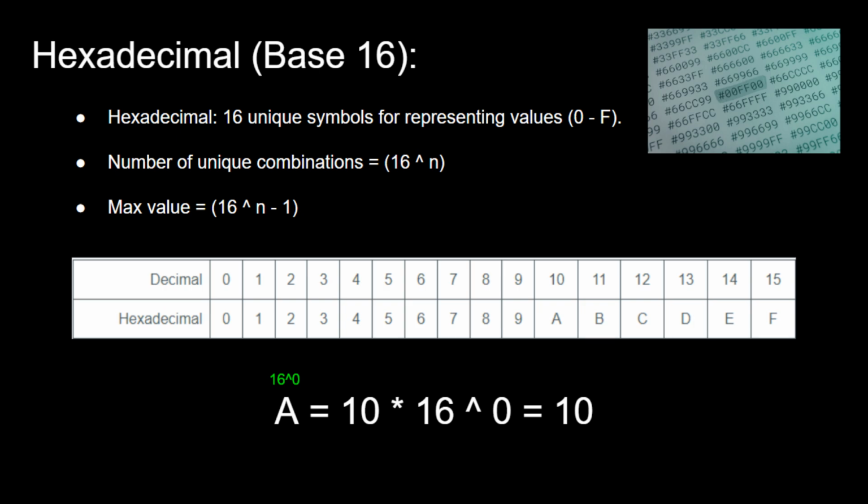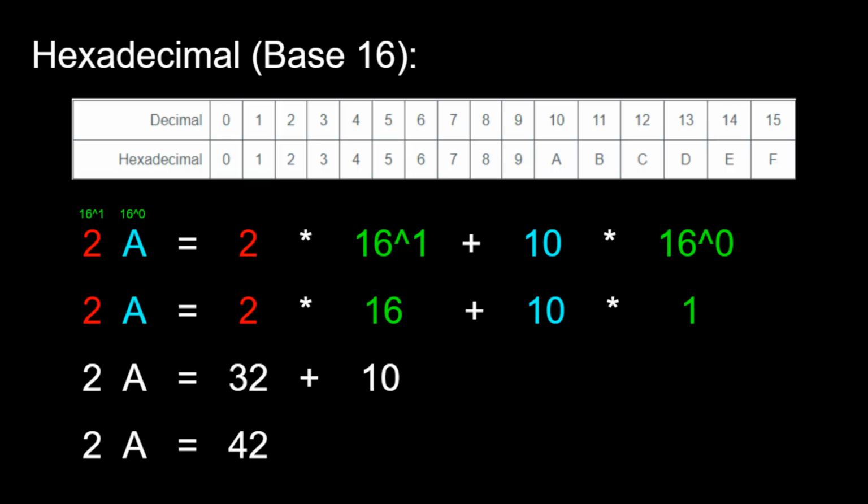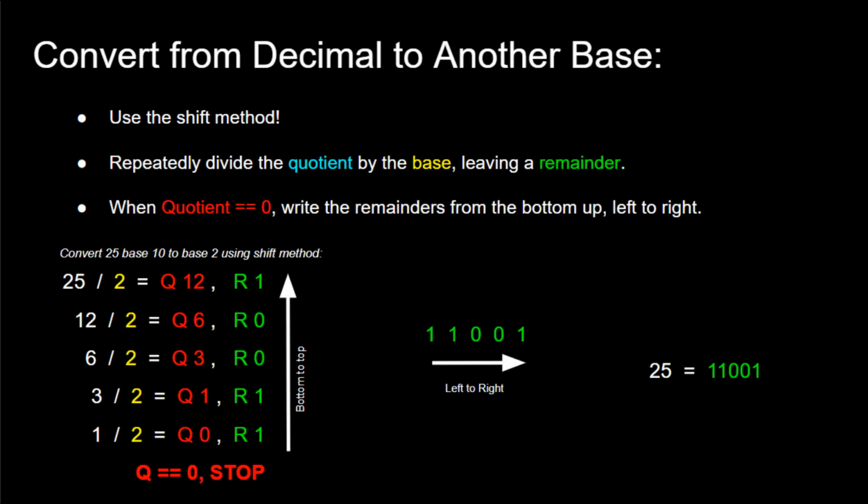If we have the hexadecimal value A, we know A converts to the value 10. So we multiply 10 by 16 to the power of its index, or in this case, 16^0. If we have the value 2A in hex, we take 10 times 16^0 like before, but then we add 2 times 16^1. So add 10 plus 32, and our final value of 2A is 42.